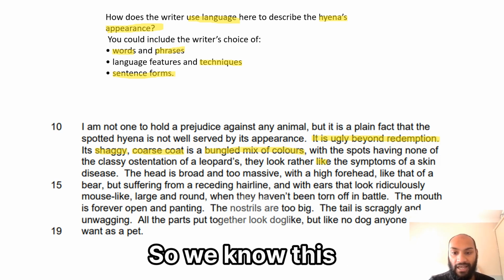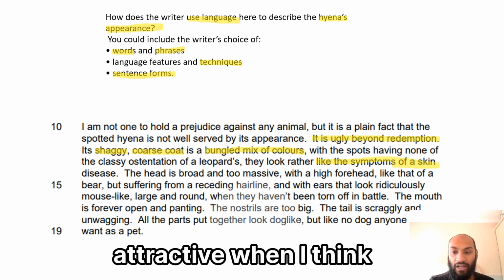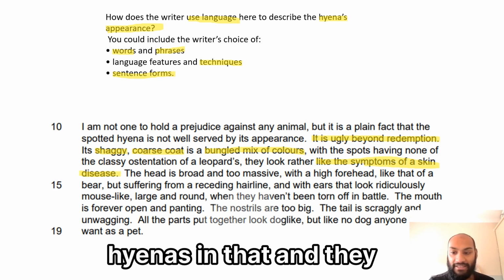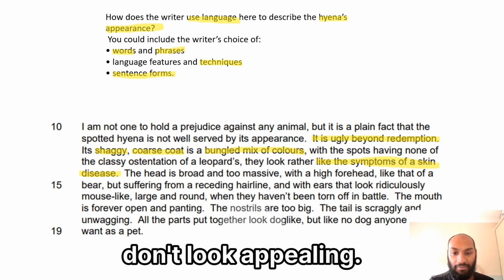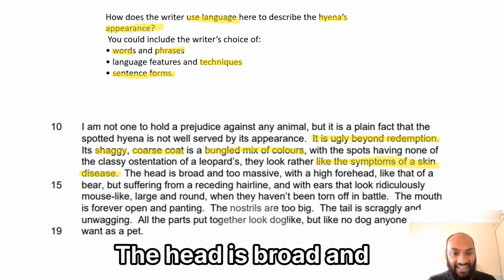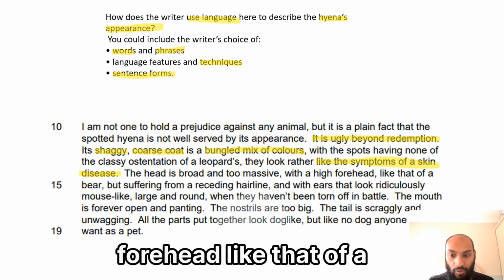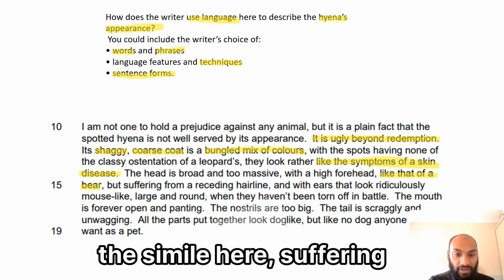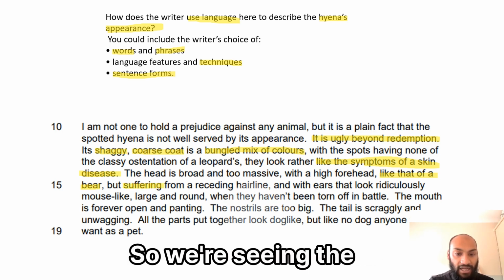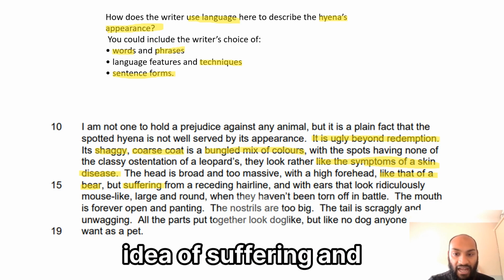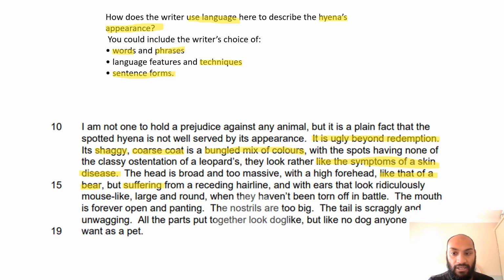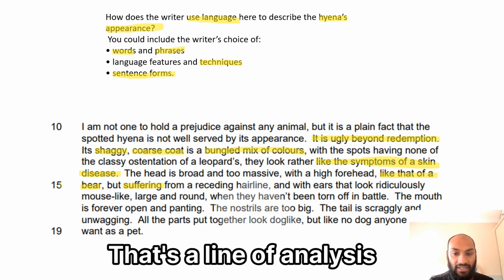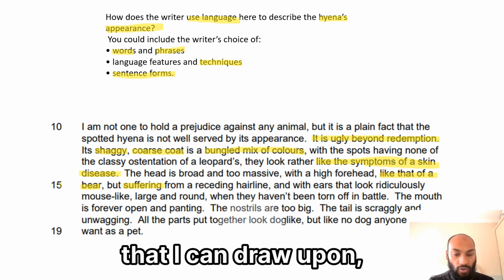So we know this hyena does not look attractive. When I think of hyenas, I think of the Lion King, because there's a pack of hyenas in that and they don't look appealing. There's a lot of criticism here. The head is broad and too massive with a high forehead like that of a bear. We've got the use of the simile here. Suffering from a receding hairline. So we're seeing the idea of suffering and words like symptoms. So the idea of disease is magnified and emphasized in this extract. That's a line of analysis that I can draw upon.